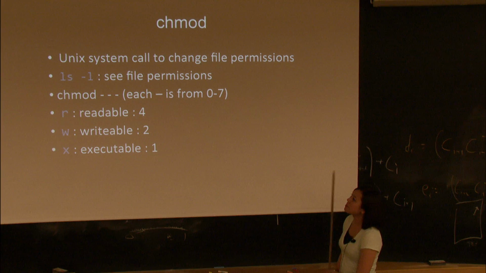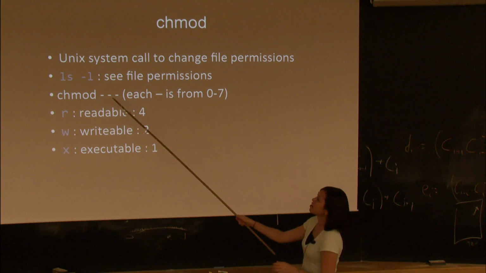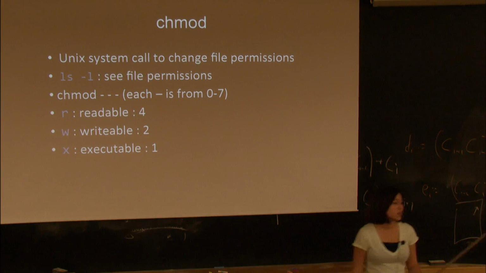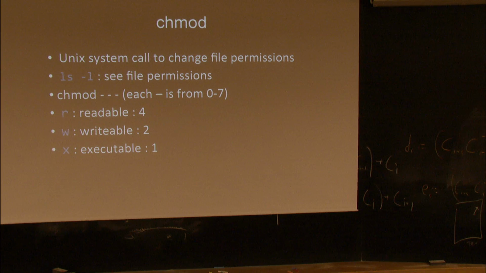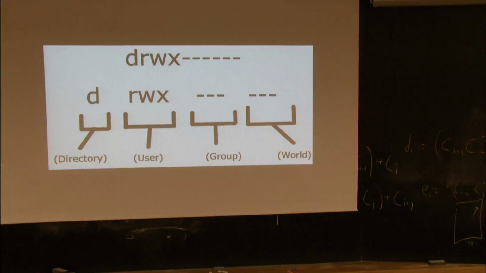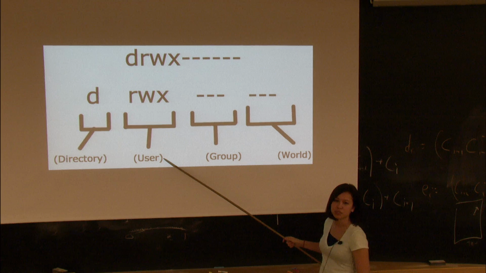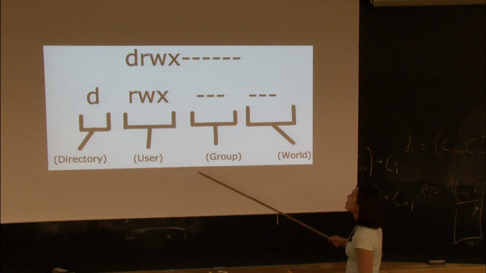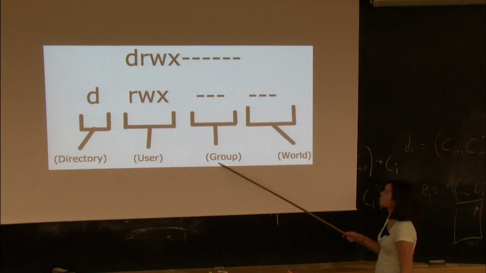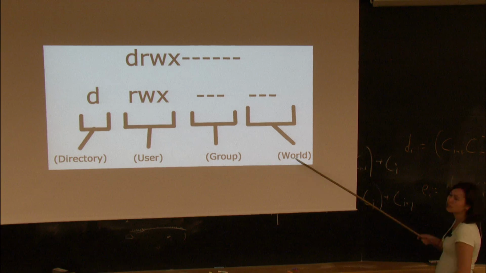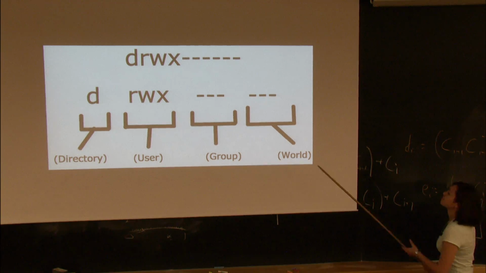Basically, each of these 3 numbers here corresponds to a different set of users that those permissions pertain to. You can think of the first number as corresponding to the actual user or the owner of the file. The second number will correspond to the group. And the last one refers to the world, okay?